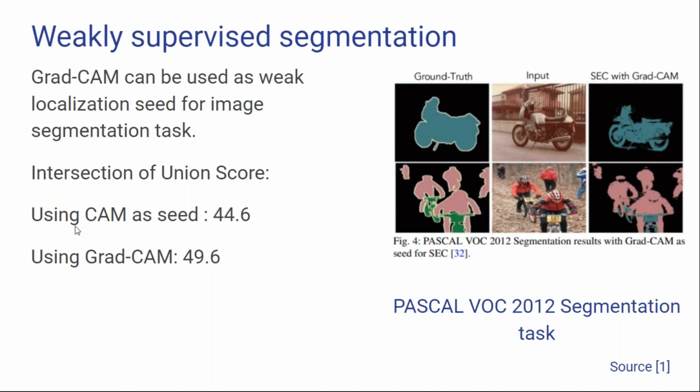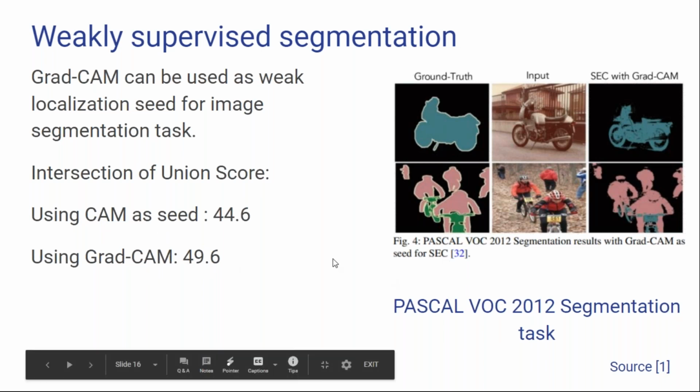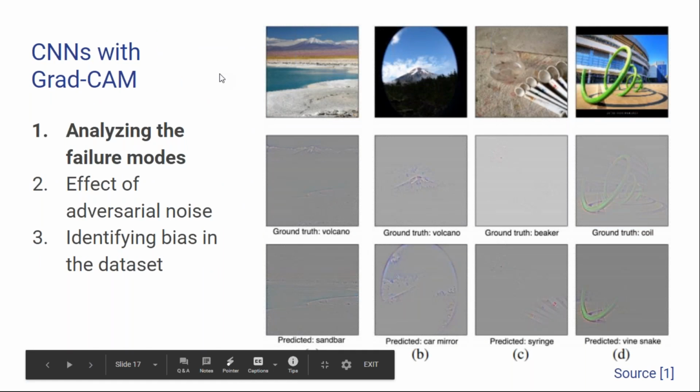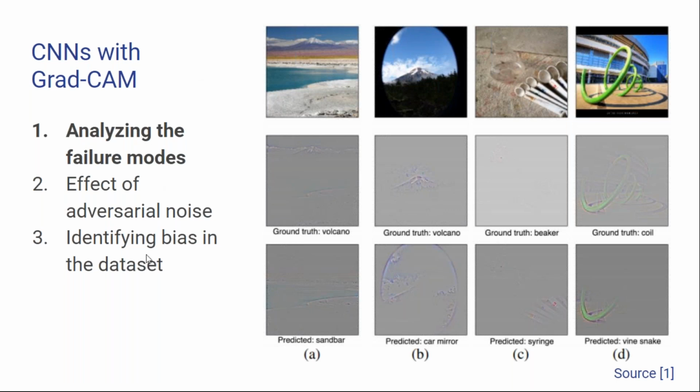They compared the case where CAM was used for such segmentation, and compared the intersection over union score for CAM and Grad-CAM, and you can see there is quite a good improvement over CAM. So you can use Grad-CAM for your segmentation also. And we will see some other applications using Grad-CAM. I will explain three things: analyzing the failure modes, and I'll show you an example of how the effect of adversarial noise can be explained through Grad-CAM, and also how to identify bias in the dataset.